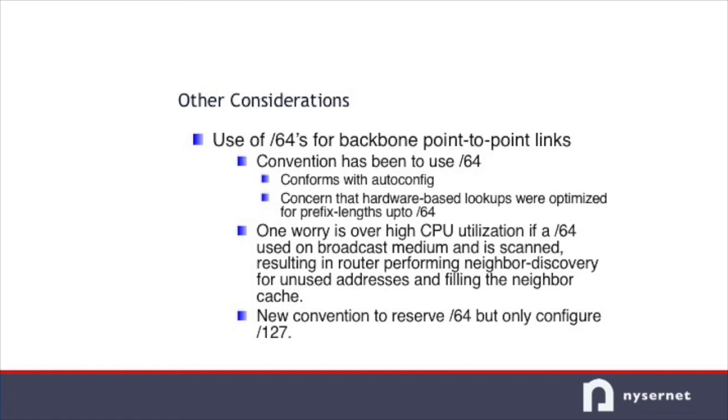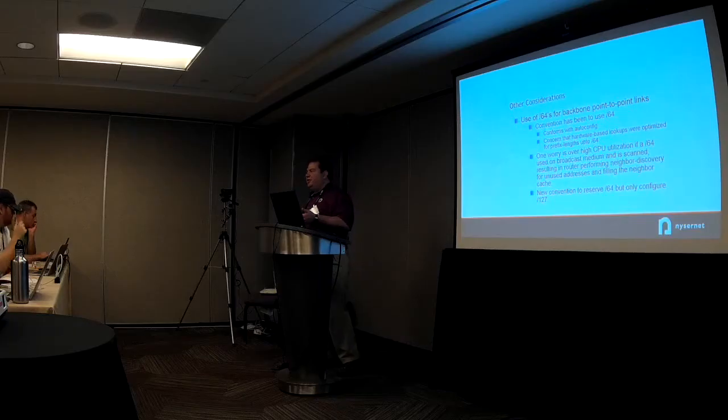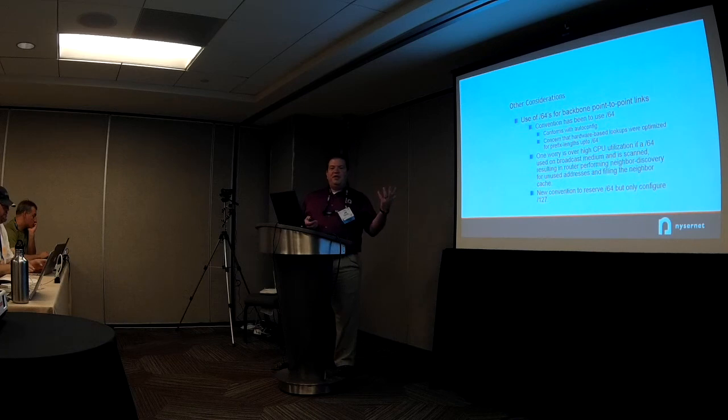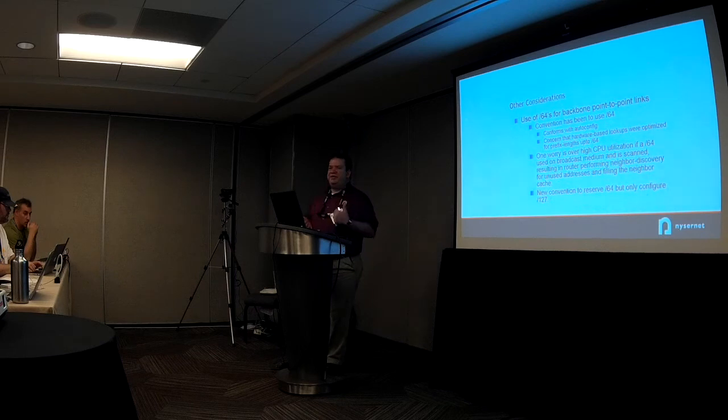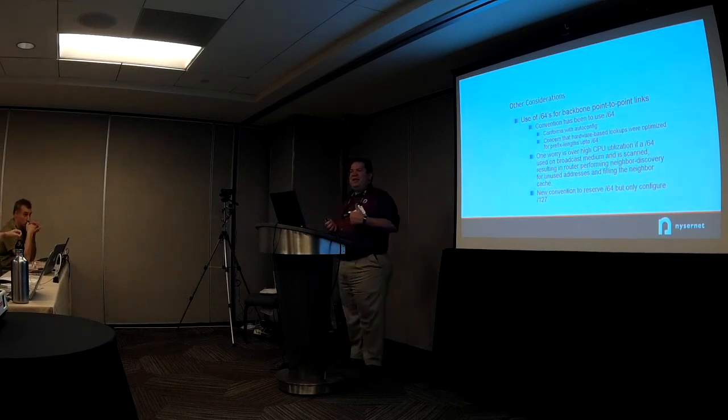So the convention, I don't have the RFC number on here anymore, but it's fairly old. 6164, that sounds about right. The new convention was to reserve a /64 in case we change our mind later on, but only configure a /127. That way you don't have the neighbor cache resource issue. This is the only time, as of right now, where a subnet size other than /64 is a valid reason to break the convention of /64.